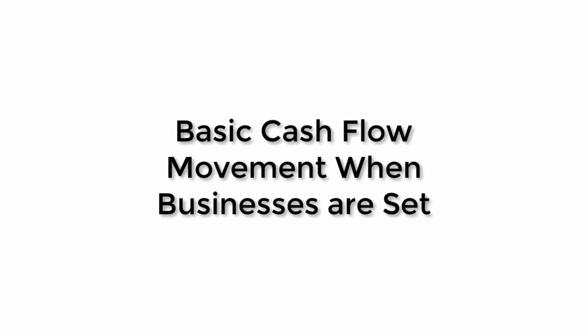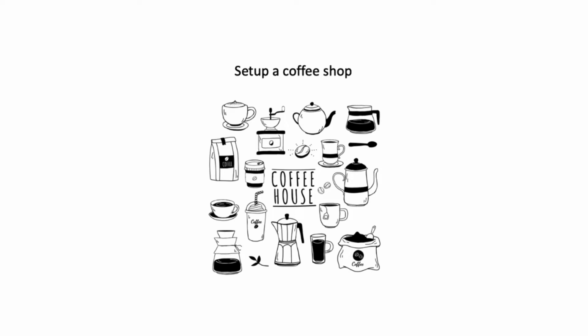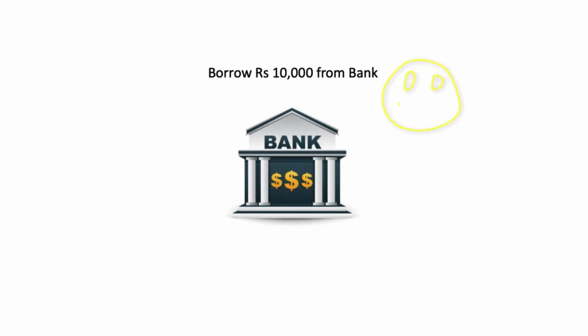In this video, we'll take one example to showcase how businesses are set up and how they grow, and what goes in the background of the accounting entries related to those businesses. So let's get started. Say you plan to set up a coffee shop and expect it to grow big. You have rupees 10,000 to start your operations, and this money is provided by your bank as loan. So let's see how the accounting works.